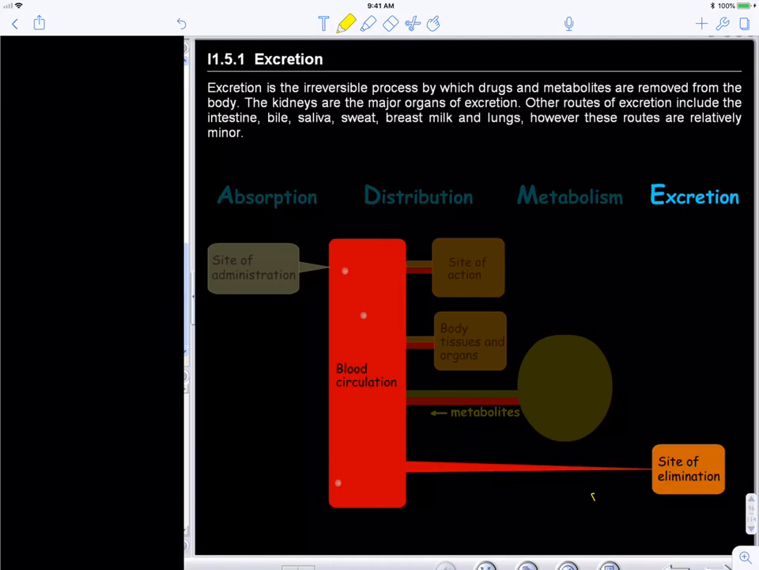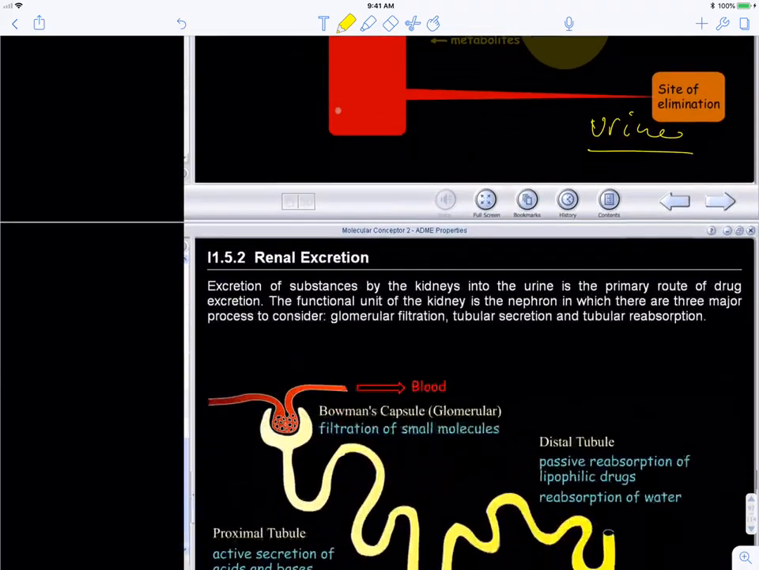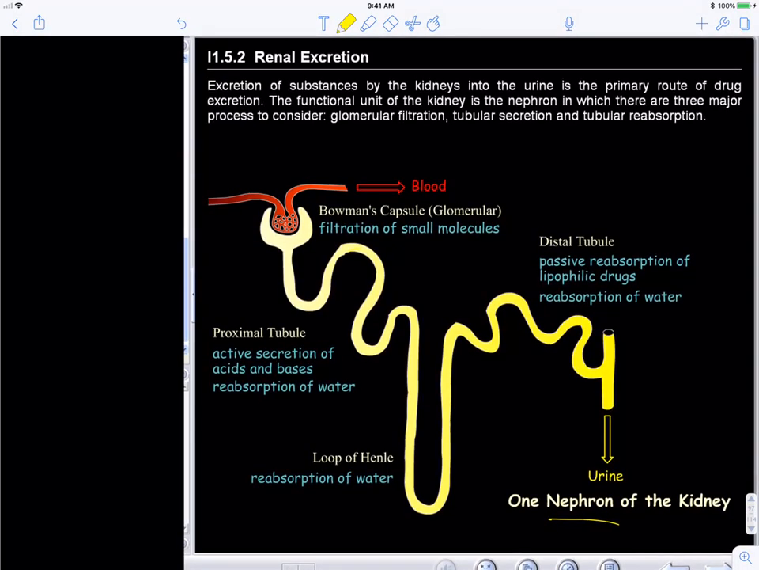Let's now talk about excretion, which is the process by which the body gets rid of drugs and their metabolites. There are several ways by which this can happen, but the main one is through urine. And so urine is generated in the kidney by the renal functional unit, which is the nephron.